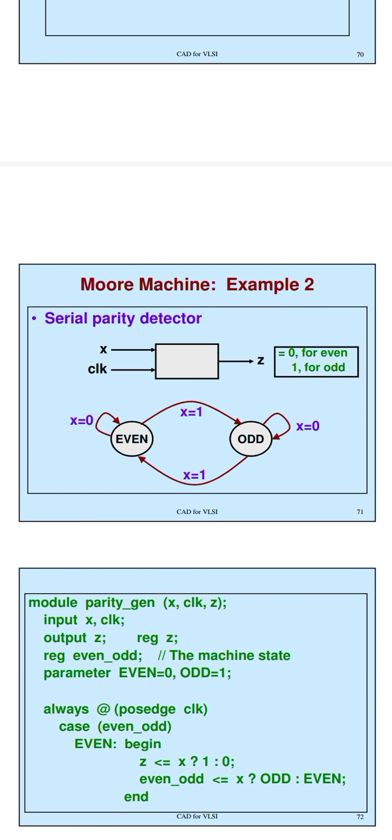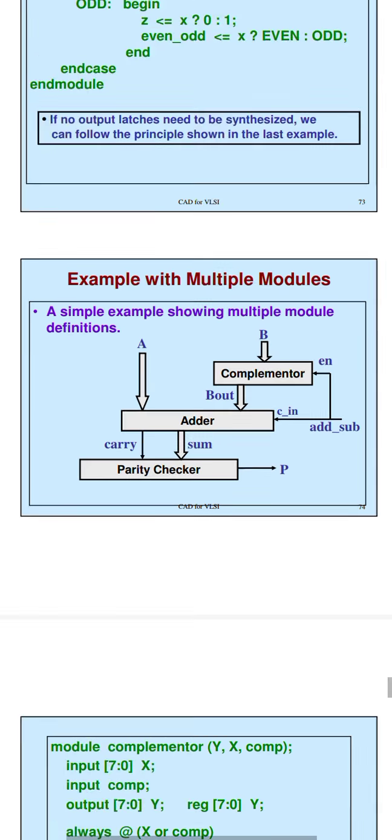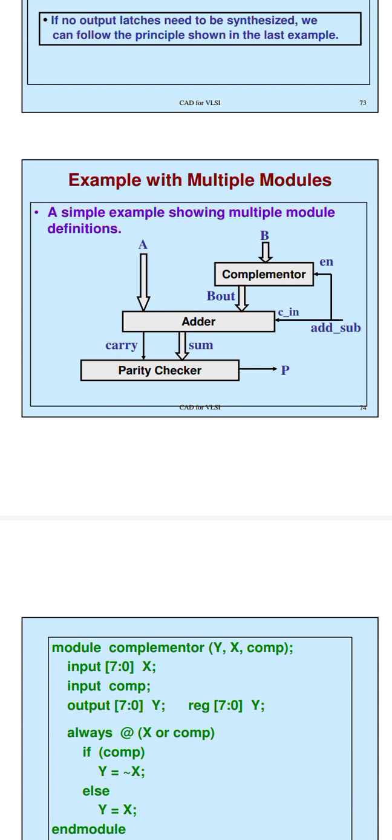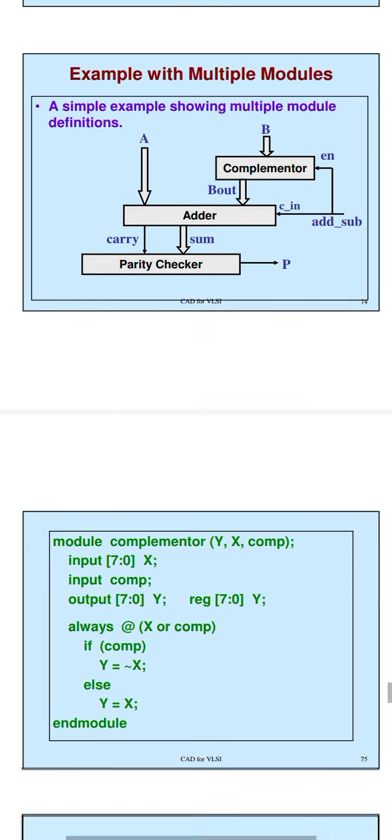Next is the Moore machine, for example the serial parity detector. The serial parity detector has two inputs, X and the clock, and Z is the output. Then next is multiple modules. Here we only discuss the parity checker, adder and complementer.